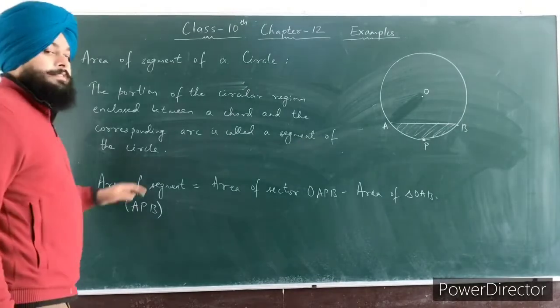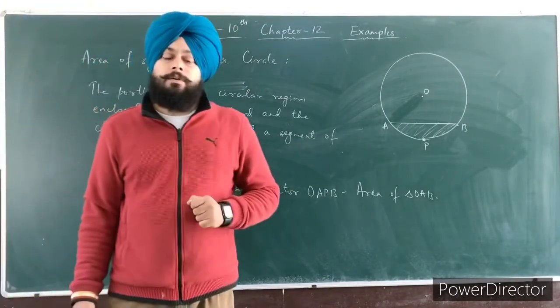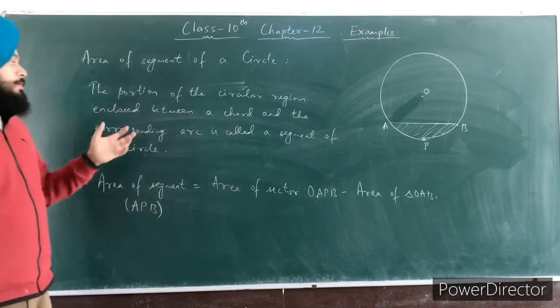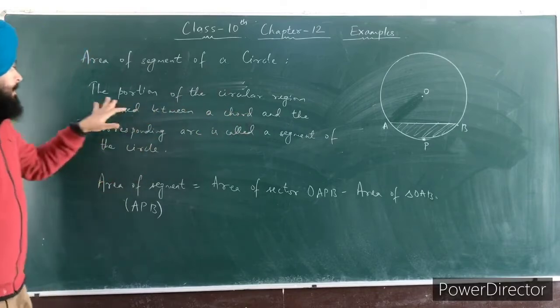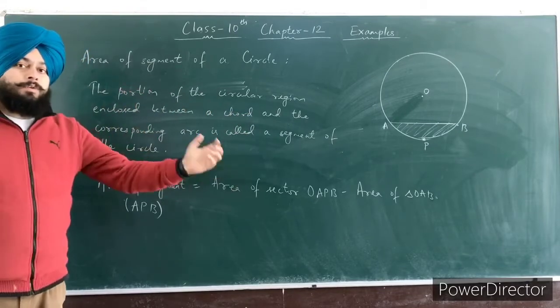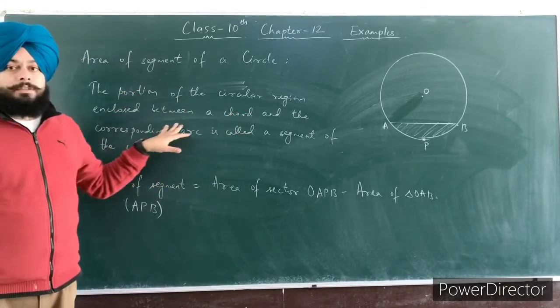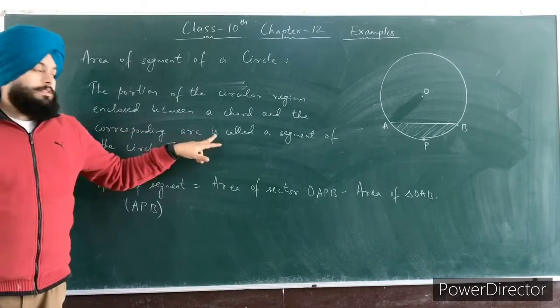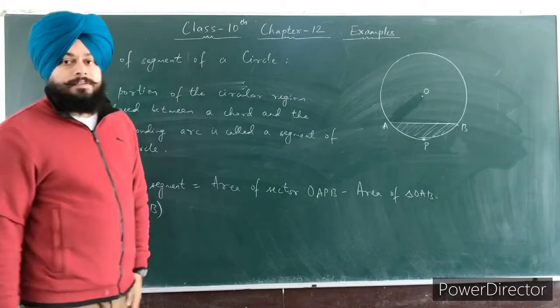Our next formula is how to find the area of a segment of a circle. So first, what is a segment? A segment is a portion, or you can say a part of the circular region, which is enclosed between the chord and the corresponding arc, and it is called a segment of the circle.